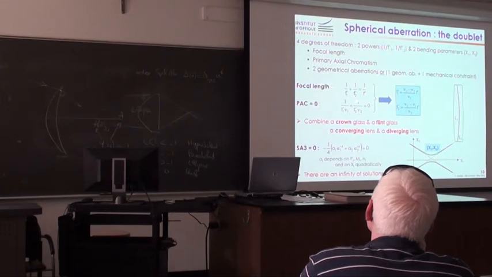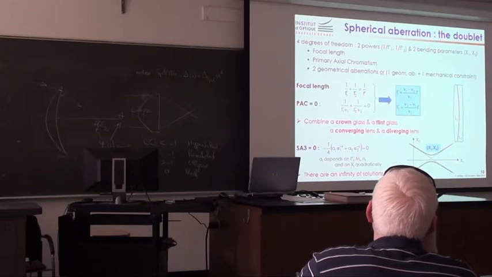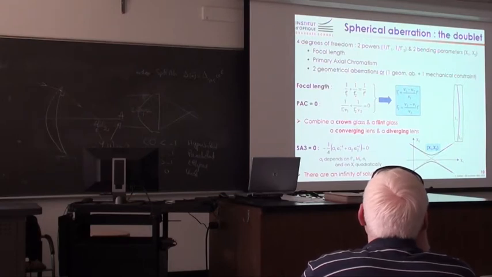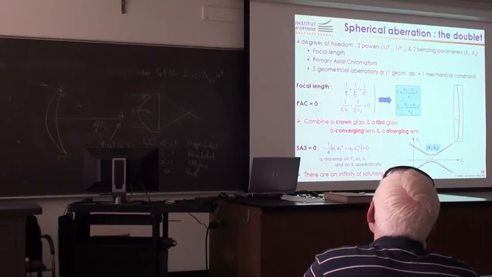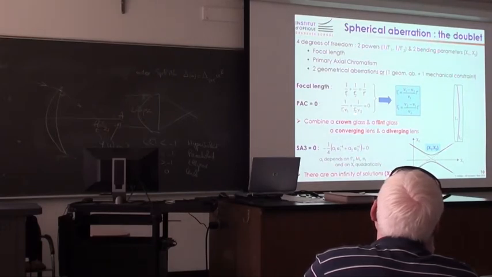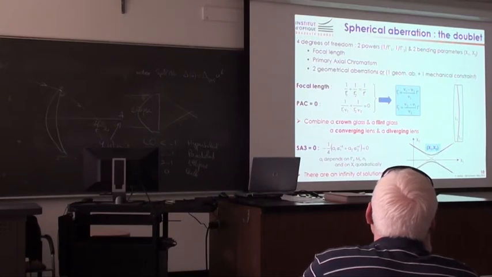Okay. So controlling the focal length means you want to find f prime 1 and f prime 2 such that you fulfill this equation. Controlling the primary axial chromatism such that it be dual. We don't have time here, but it's really easy to show that you should fulfill this equation, which relates four quantities: focal distance of lens 1, focal distance of lens 2, Abbe number of lens 1, Abbe number of lens 2.